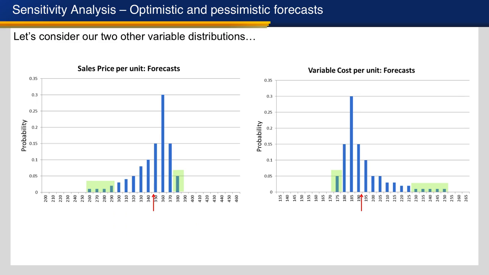Switching to our two other variables, sales price per unit and variable cost per unit, we're now dealing, as you can see, with skewed distributions. But once again, we've maintained our consistency because we have 5% probability in our pessimistic forecast of sales price per unit and 5% probability in our optimistic forecast as well. Similarly with the variable cost per unit. The key is that in order for us to compare optimistic and pessimistic outcomes for any individual variable, you need to set the probabilities equal to each other. That also enables you to then compare the range in NPVs between variables.